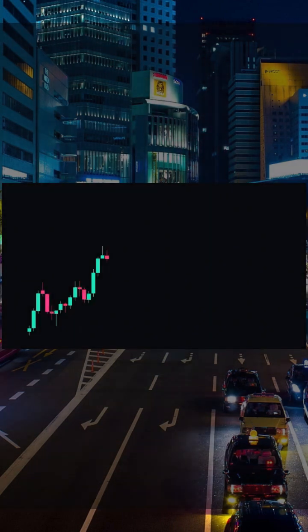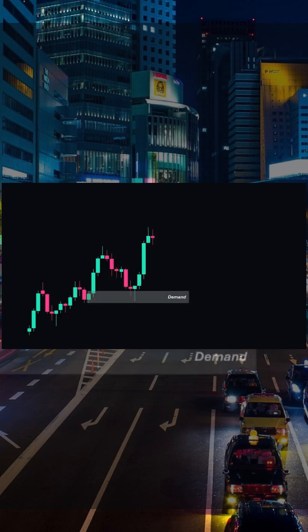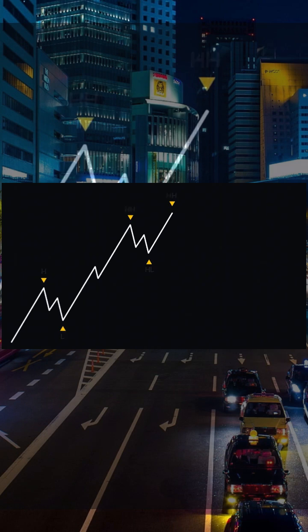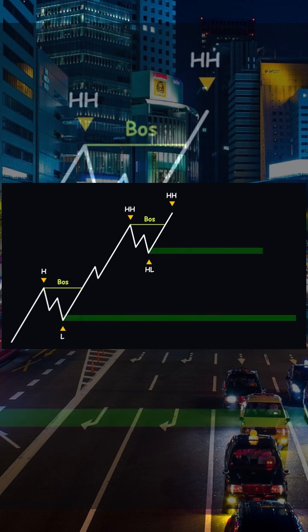How does the system work? The system works based on mitigations. When the price mitigates a demand level, demand takes control over supply. Conversely, when the price mitigates a supply zone, supply takes control over demand. Imagine the price is moving in an uptrend, creating a series of higher highs and higher lows. Each time the price breaks structure to the upside, a demand zone is formed. These demand zones remain unmitigated until the price returns to them, offering a good opportunity to follow the trend.